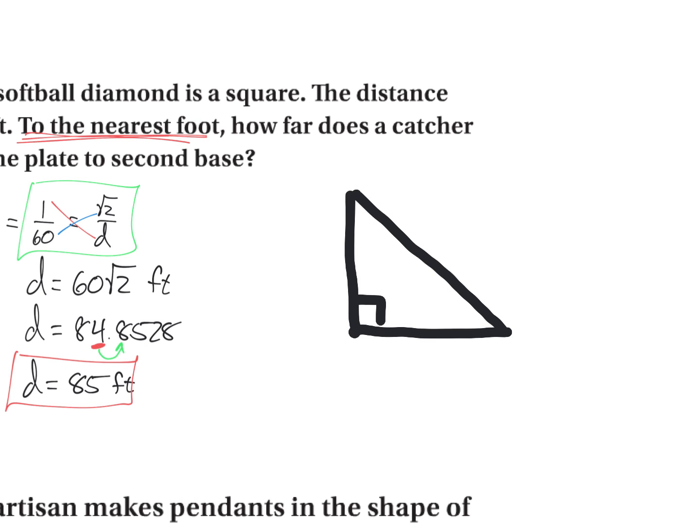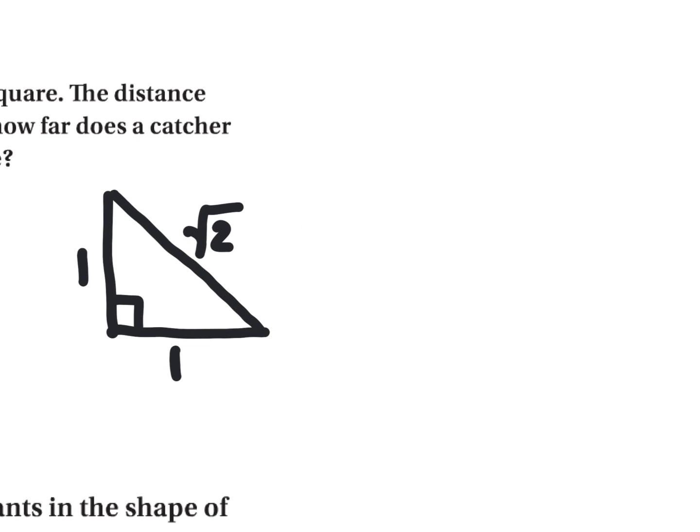So every 45, 45, 90 triangle is going to be similar to this one. It's a right triangle with the legs of 1, and the hypotenuse is the square root of 2. And the way you're going to set up every one of these problems is by writing a proportion where the top of your proportion is 1, 1, square root of 2, and the bottom of your proportion is the information from your triangle given in the problem. Okay? Give it a shot.